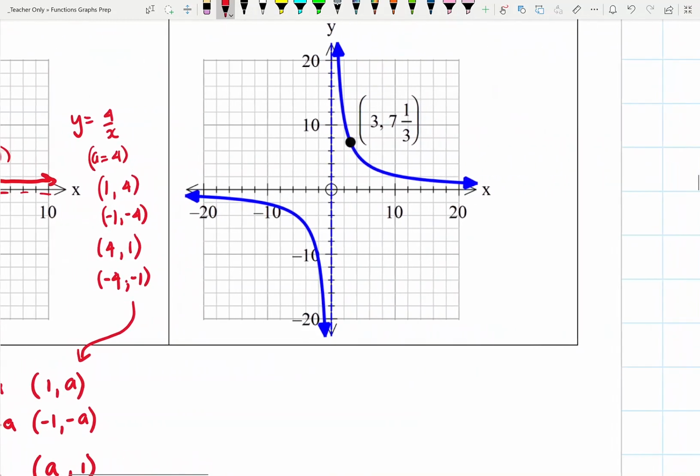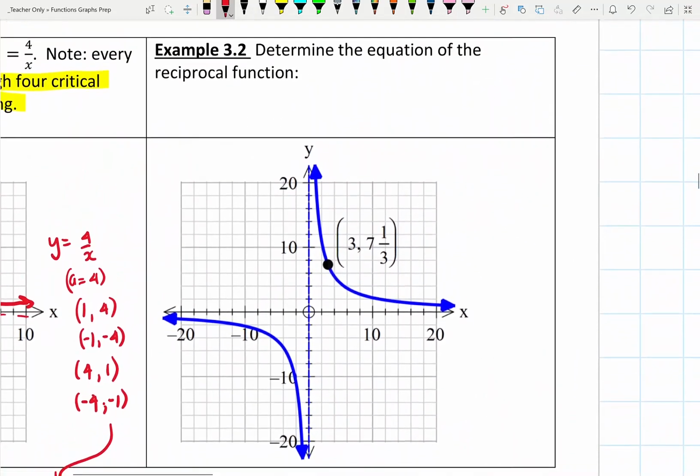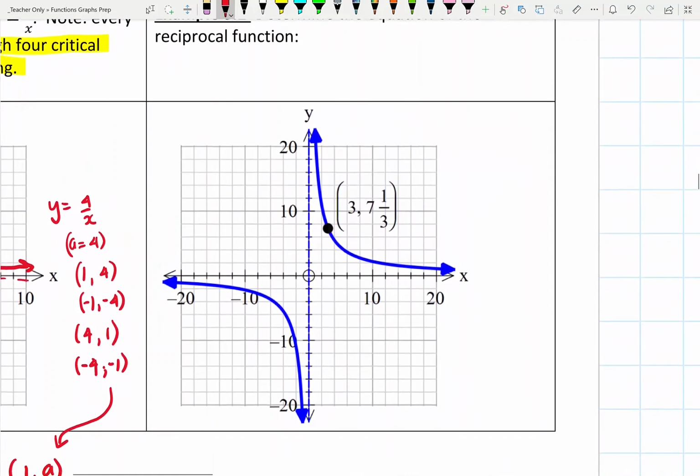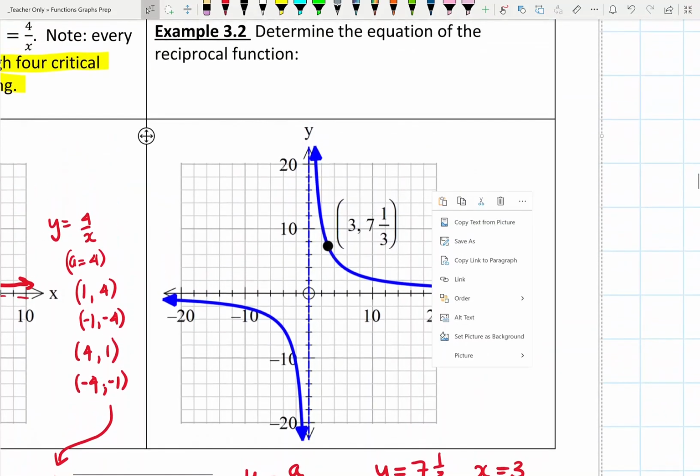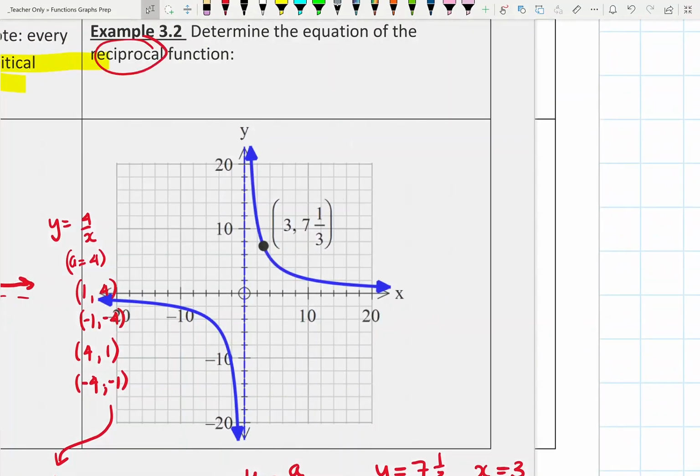All right, let's have a look at the second example here, which is asking us to determine the equation of the reciprocal function. So we need to remind ourselves that a reciprocal function is in the general form of y equals a on x, and in this case, y equals 7 1/3 when x equals 3. So all we need is one coordinate pair and the information that it's a reciprocal function. So we need to know that.